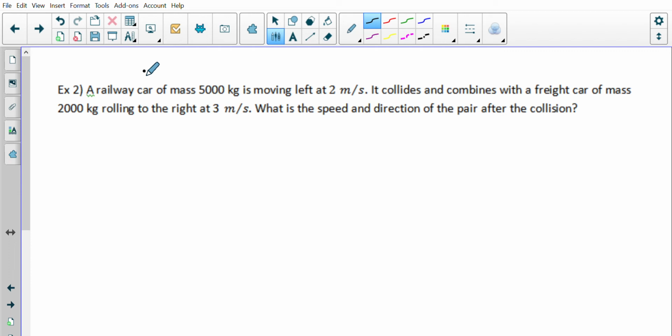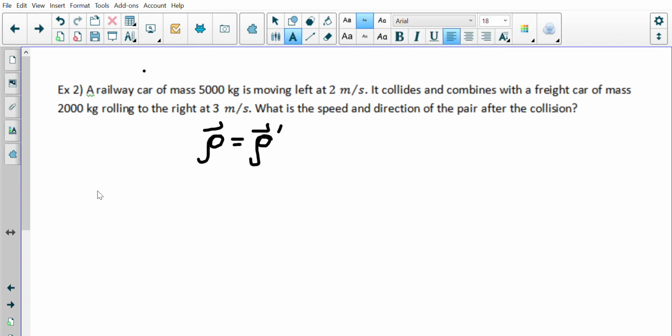All right, so they hit each other. One's moving left, one's moving right. So they hit each other, and then they combine. But again, momentum before is equal to your momentum afterwards.